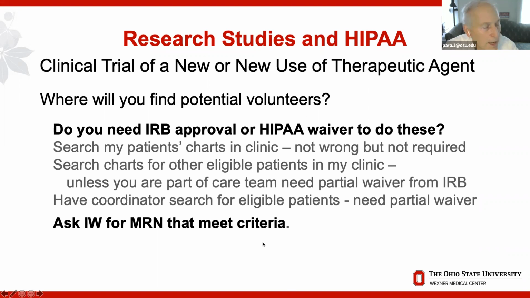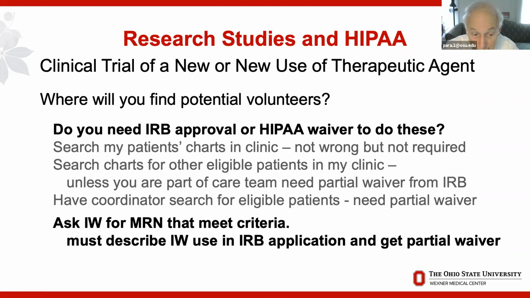Okay. How about asking the information warehouse for medical record numbers of people who meet the entry criteria? And the answer to that is, in your IRB application, you should specifically say, I'm going to use the information warehouse honest broker to get me identifiable medical record numbers of patients who might be eligible for my study. So you not only have to get a partial waiver, you actually have to describe that in your application, that that's what you want. And if you didn't say you want a partial waiver, they'll tell you you need a partial waiver.